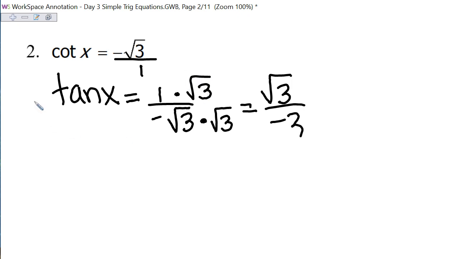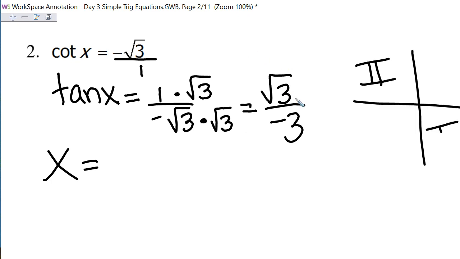So what would that reference angle be? Pi over 6. Well, pi over 6 would be the reference angle, but the tangent is negative. So in which quadrants would tangent be negative? 2 and 4. So we need to have an answer in quadrant 2 and 4.